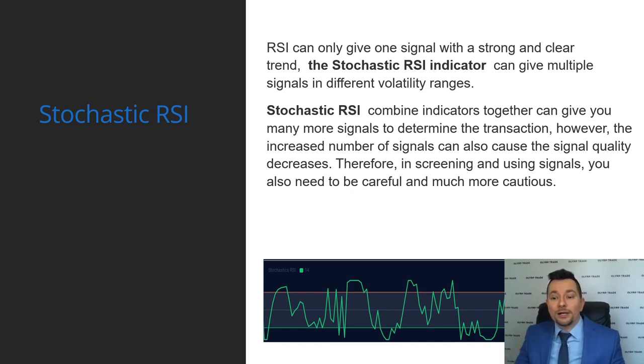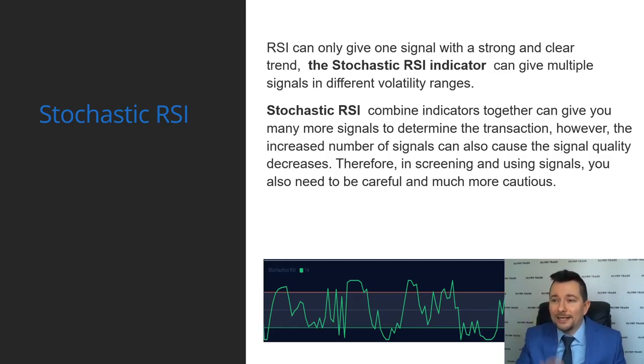Now, let's talk about what the indicator looks like. This is it right here on this screen. It's a line that jumps between levels, much like we have on the stochastic indicator. The RSI indicator, relative strength index, can only give you one signal with a strong and clear trend. So we need to be trending in order to get that really good signal.